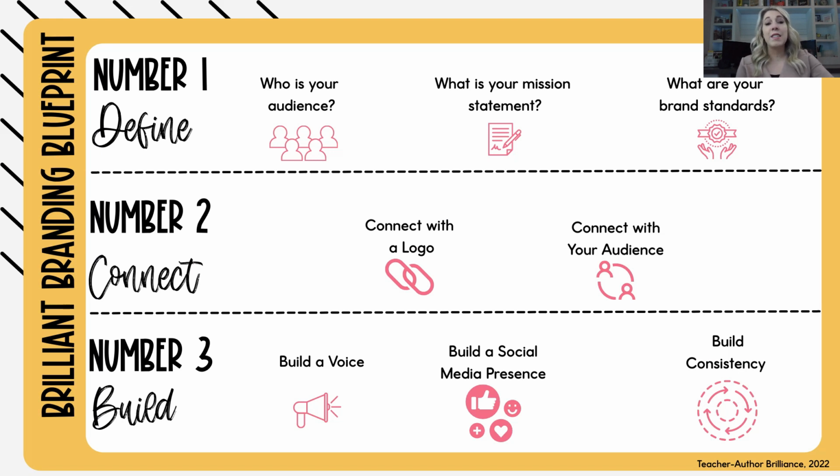Number 1, you're going to define who is your audience. And then you're going to define what is your mission statement. In today's lesson, we're going to be focusing on these 2 parts of the Brilliant Branding Blueprint. Then throughout the rest of the branding module, we'll go through these other parts in different sections of the lessons. But today we're focusing on who is your audience, what is your mission statement. Then we'll go on to what are your brand standards, and then connecting with a logo and your audience. And finally, the last building piece of your brand is building a voice, building a social media presence, and building consistency.